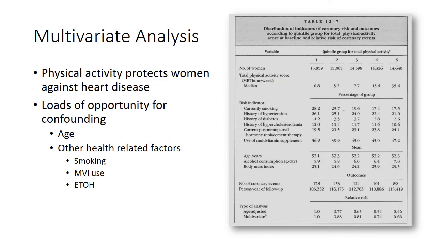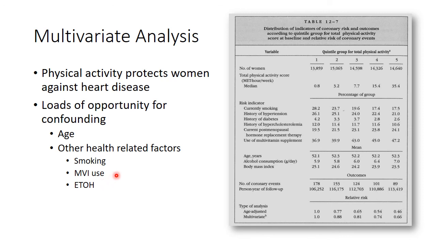Going back to this example of women with various levels of physical activity, again, this is a good example where we can use a multivariate analysis to try to control for many of the confounding factors here. When we're looking at whether physical activity protects women against heart disease, whether this is true or not, there are lots of different things that can affect this, both age and other factors. Typically people who exercise more tend to not smoke as much, or maybe use multivitamins more or consume less alcohol. So you need to control for all of these to see what kind of effects they're going to have.